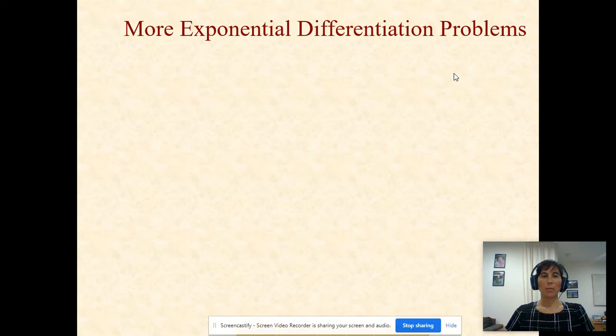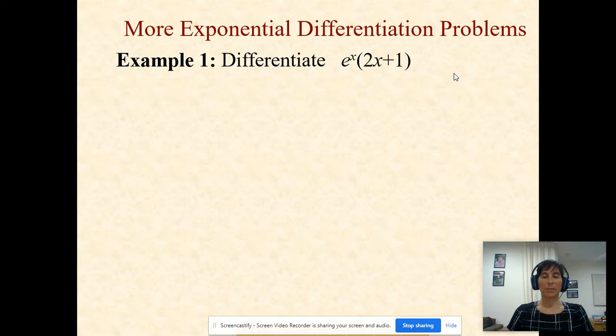Kia ora. More exponential differentiation problems. Example 1. Differentiate e to the power of x times by 2x plus 1.